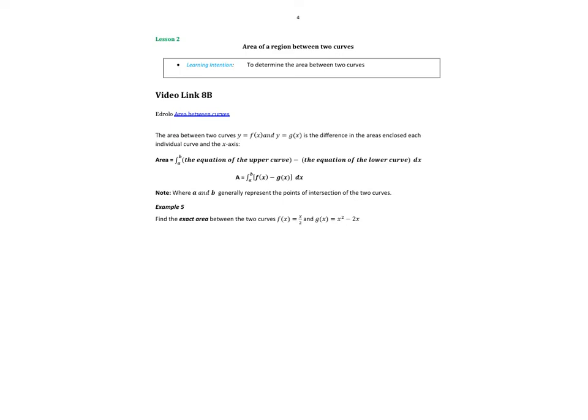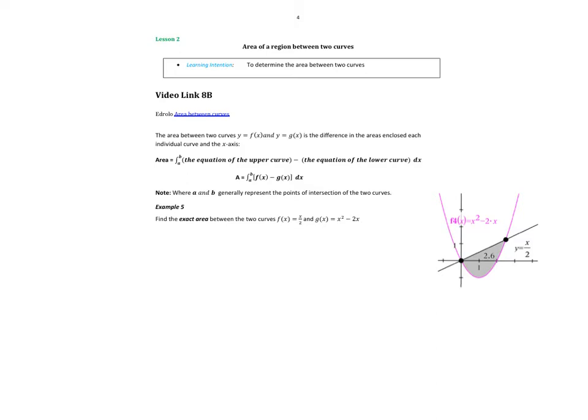Okay, find the exact area. So what do we know about areas between curves? Again, you must have graphs. So let's have a look at the graph of these two functions. You can see there are two functions, y equals x on 2, y equals x squared minus 2x.